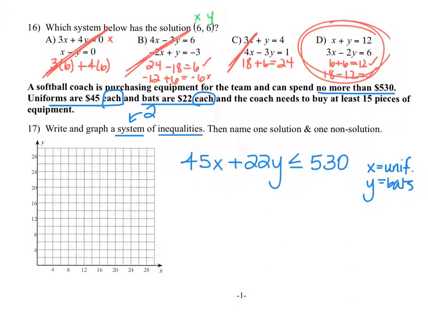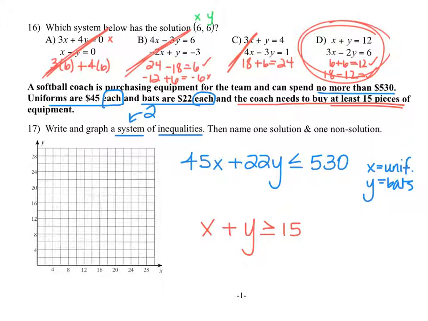So now, let's think about maybe how we would write the second equation. The second part says the coach needs to buy at least 15 pieces of equipment. At least 15 pieces. So what are the 2 pieces of equipment that the coach could buy? Well, the coach could buy uniforms, which are x, or they may buy some bats, or both, right? So plus the number of bats, plus y, is at least 15. That means it is greater than or equal to 15.